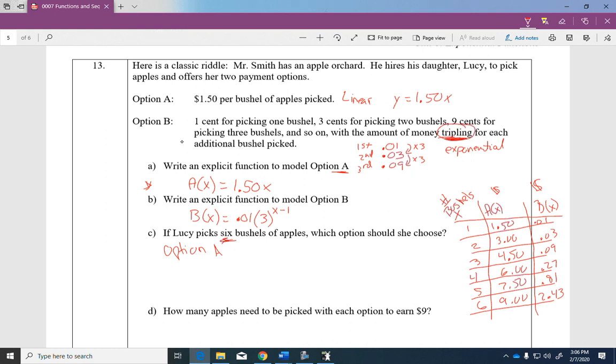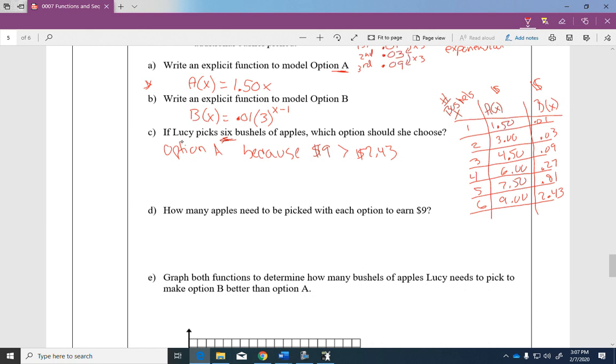So she should pick option A because $9 is greater than $2.43. How many bushels need to be picked with each option to earn $9? So I already have the answer for option A. She needs to pick 6 bushels to earn $9 with option A.